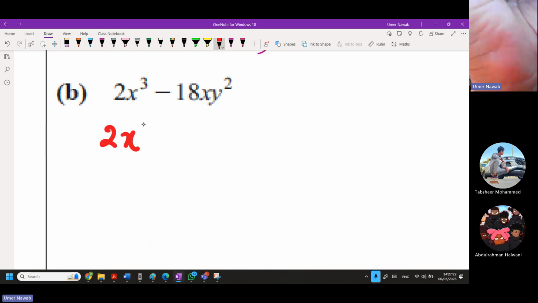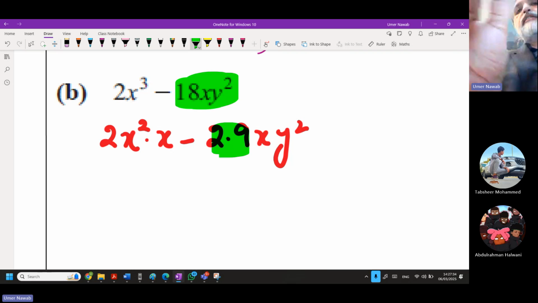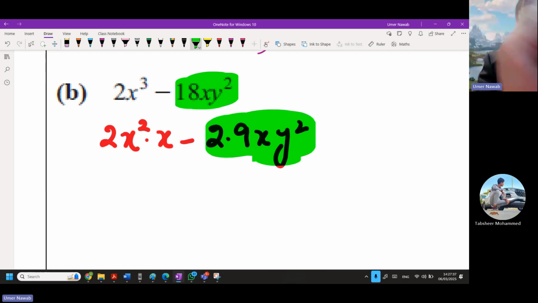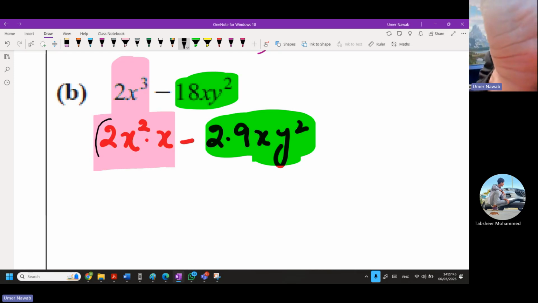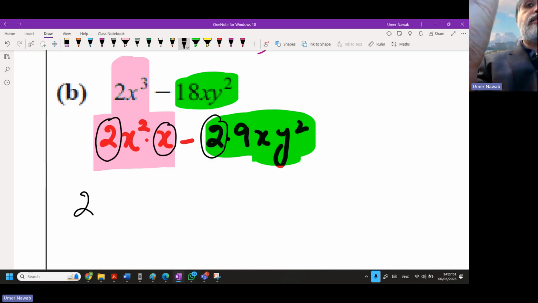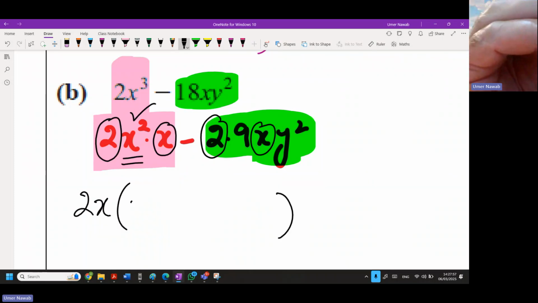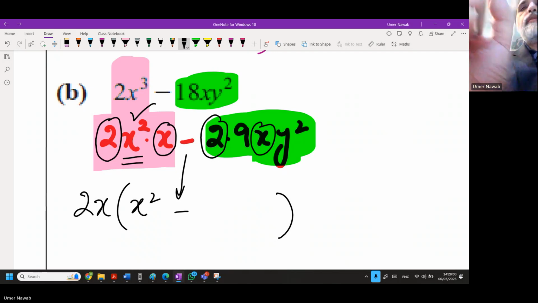So 2x cubed can be written as 2x squared times x, and 18xy squared can be written as 2 times 9 times x times y squared. Mr. Romer has written 2x cubed as 2x squared and x. Now this will help me to see what the common things are. 2 is common, so I'm going to take the 2 outside. And x is common, so I'm going to write x outside. Now what is left behind in the first term? x squared is left, then a minus sign, and 9 and y squared are left.